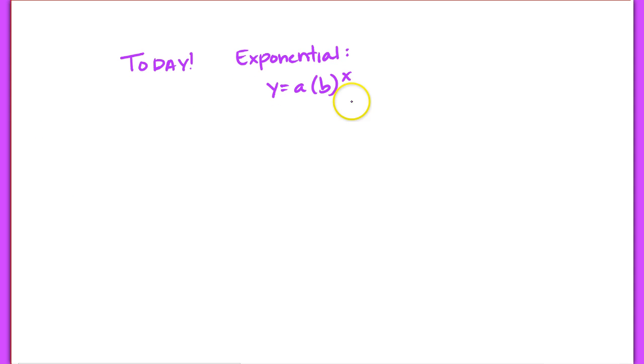Now an exponential function is in the form y equals a times b to the x. The a value is your initial value. It is your y-intercept. Your b value is the multiplier that you're going to see in your y column. Now, let's talk about how you can find the a and the b value.